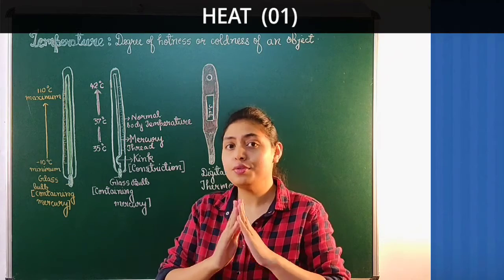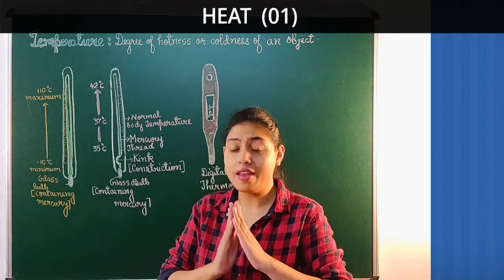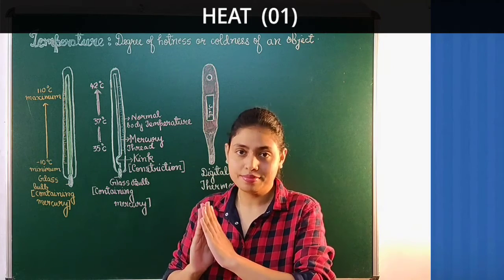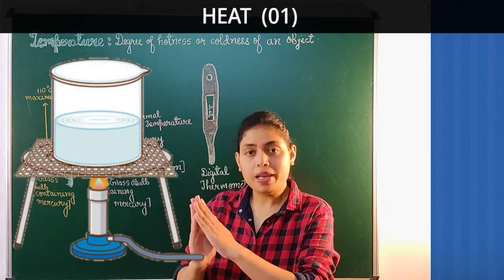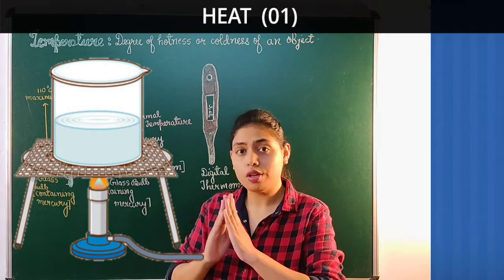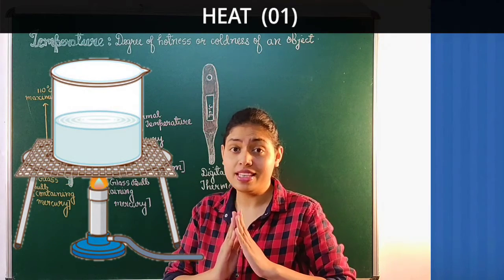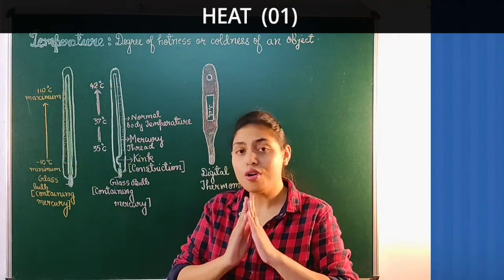Today we will start a new chapter, Heat. Heat is a form of energy which makes a substance hotter. For example, light on the gas stove, place one utensil filled with water. Now heat this water. After some time you will see that the water has started boiling and has become hot.